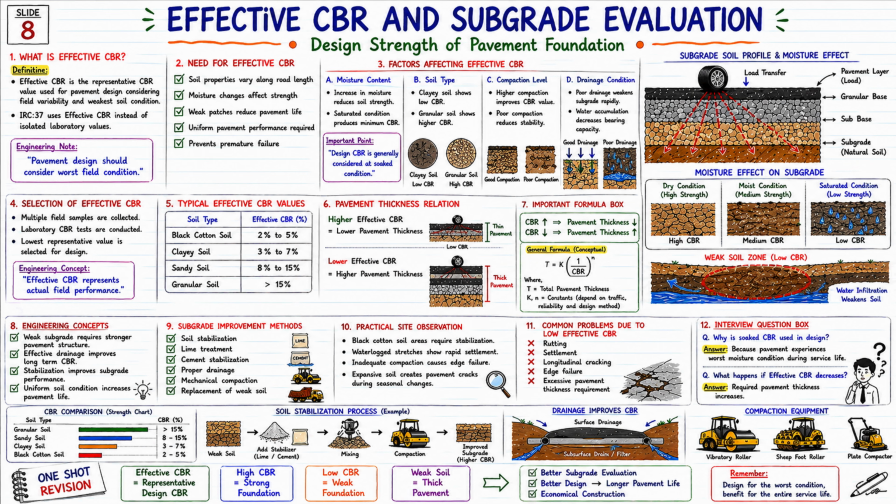Now let us understand the definition. Effective CBR is the representative CBR value used for pavement design. It considers field variability and weakest soil conditions. Now what is the most important thing here? IRC 37 does not use an isolated laboratory value. Rather, it uses effective CBR. See the engineering note below.